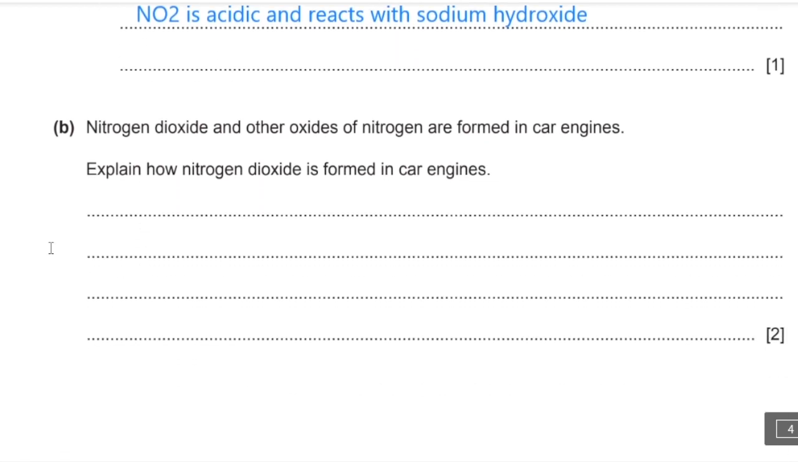B. Nitrogen dioxide and other oxides of nitrogen are formed in car engines. Explain how nitrogen dioxide is formed in car engines. So nitrogen and oxygen don't normally react together. However, they can react at high temperatures.